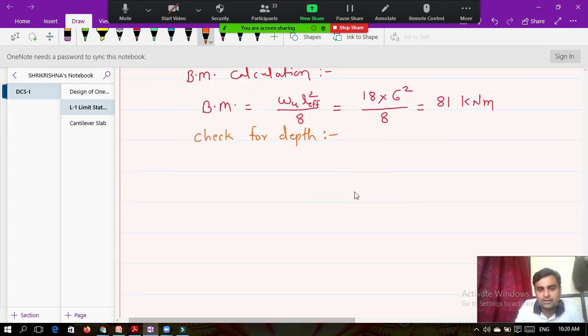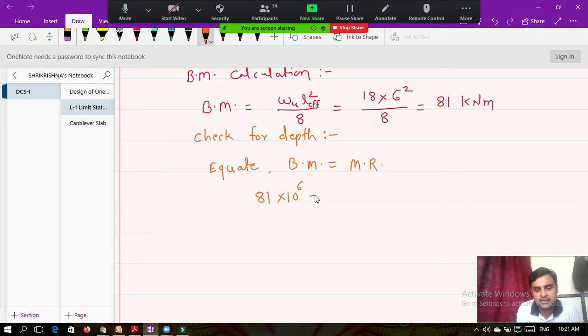So to take the check for depth, what do we do? We equate the maximum bending moment to moment of resistance. So here we can equate our bending moment to moment of resistance. So what is the value of our bending moment? It is 81 kilonewton meter. So it is 81 into 10 raised to 6, that is in Newton mm.